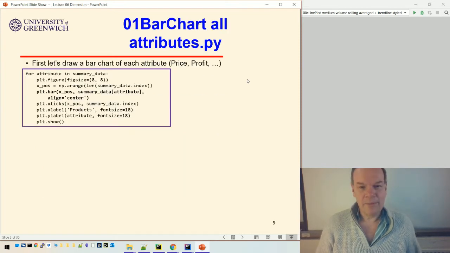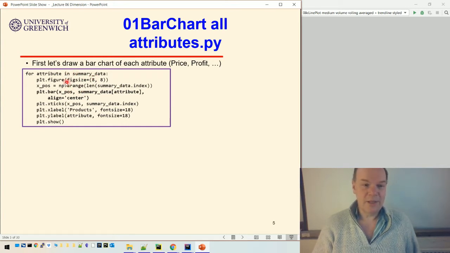Okay, so first of all, let's get a sense of what we've got. We'll draw a bar chart of each attribute. You can do that simply by looping over the summary data. If you loop over a data frame using a Python for loop, each attribute is just a column of the data frame. So you're allowed to iterate over a data frame like this, and every time you go around the loop, you get a different column.